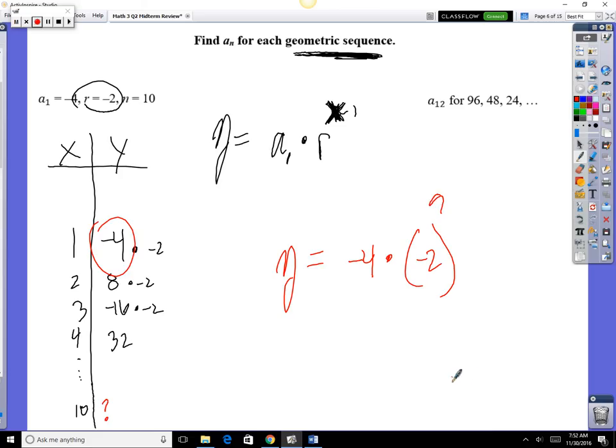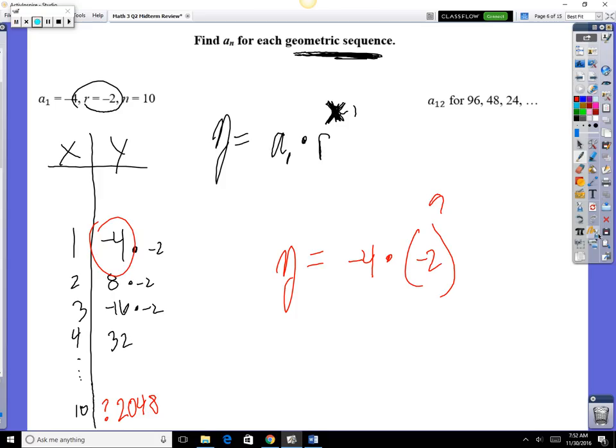So now type that in on a calculator. Negative 2 to the 9th power. Times by a negative 4, and you should end up at 2048. Okay, let's look at the next one.